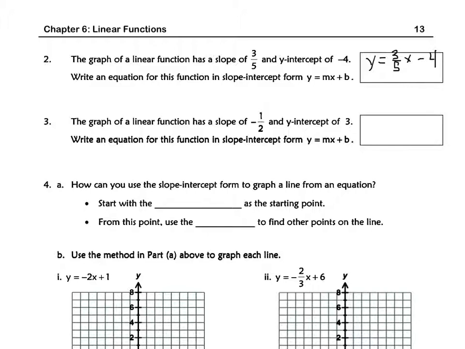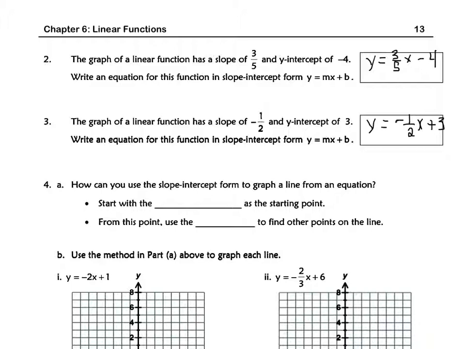Question 3, you're given that the slope is -1/2 and the y-intercept is 3, so that again would just be y equals -1/2 for the slope, so that goes in for m, and 3 for the y-intercept, so that goes in for b. Question 4, how can you use the slope-intercept form to graph a line from an equation?